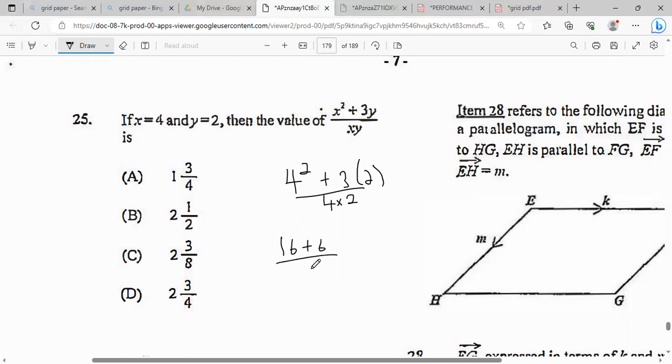All over 8. Don't be tempted to say 8 into this goes 2, 2, 6, 12. We have to add first, right? So that's 22 over 8. We can break it down, divide by 2, 11 over 4. So 4 into 11 goes 2 times and remainder 3, so 2 and 3 over 4. So that's D.